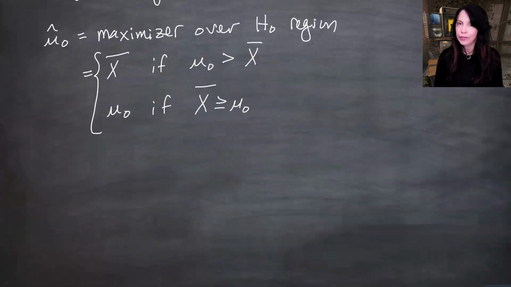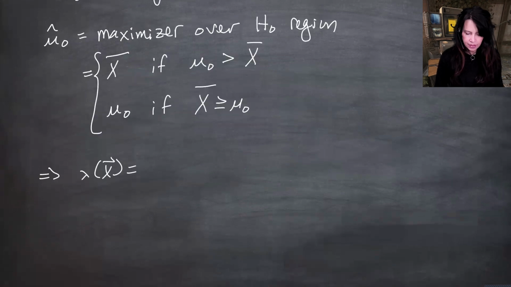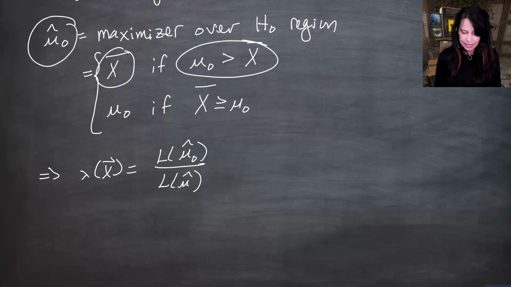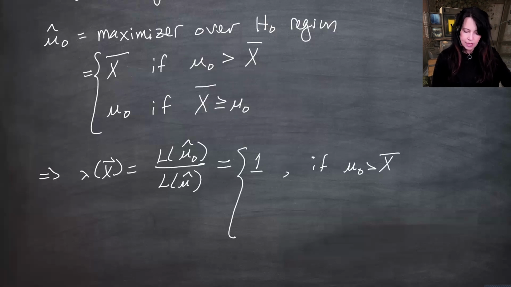To finish off the GLR, the generalized likelihood ratio, this is going to equal the likelihood at mu naught hat over the likelihood at mu hat. If mu naught is greater than x bar, then mu naught hat is x bar, which was mu hat. So we're going to get L of mu hat over L of mu hat, or 1, if mu naught is greater than x bar. In the other case, the maximum likelihood estimator for mu over the restricted region is going to just be L of the constant mu naught over L of x bar.